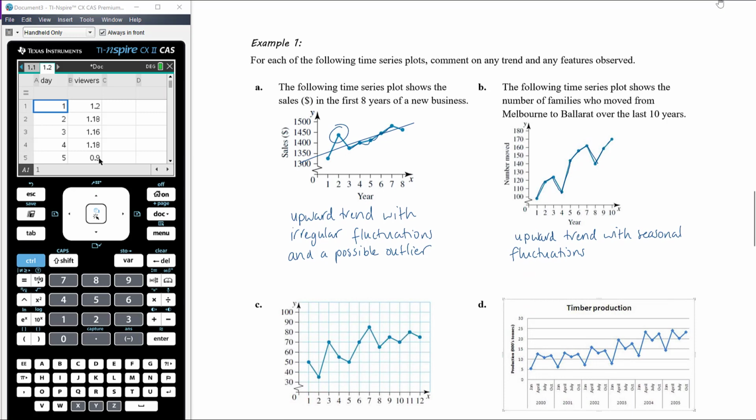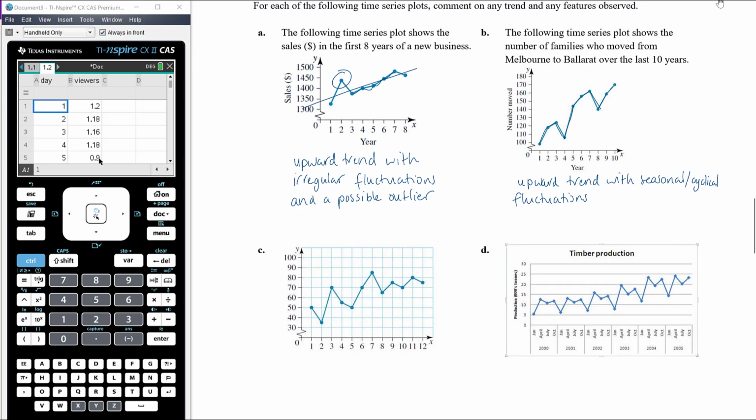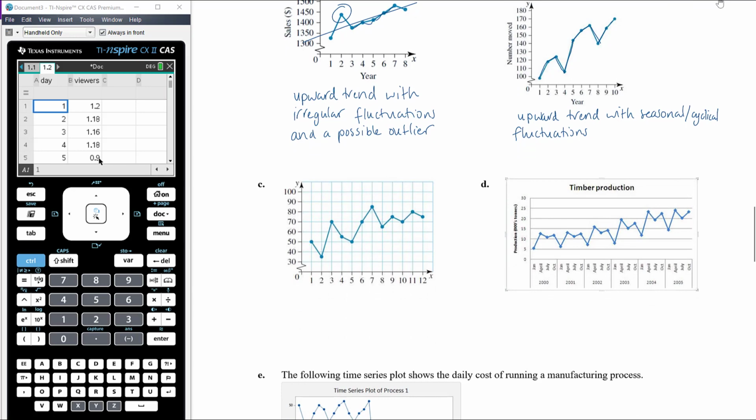People sort of get a bit stressed about this, but honestly, it will be pretty clear which of the two we're looking at. I'm going to write seasonal or cyclical. I'd be happy with either in this case, because there is regularity to that period, but the fact that it's a longer than 2 year period, we probably call it cyclical. Upward trend with seasonal or cyclical fluctuations, and there are also irregular fluctuations, because it's not following the exact same cycle every 4 years. But let's focus on the main fluctuations there, which are the seasonal or cyclical.